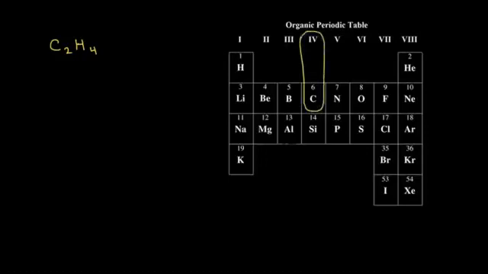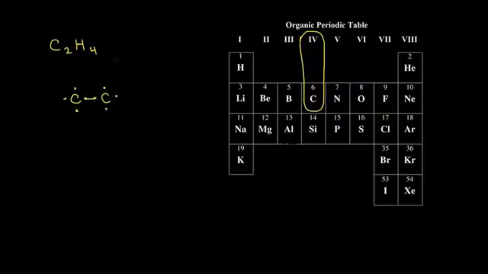is in group 4, so it has 4 valence electrons. So I'm going to go ahead and put in one carbon with 4 valence electrons. And I know I have another carbon in my dot structure. It also has 4 valence electrons, like that. And so immediately I can see there's going to be a single covalent bond between my two carbons, like that.